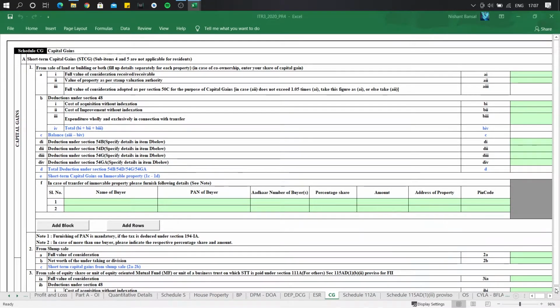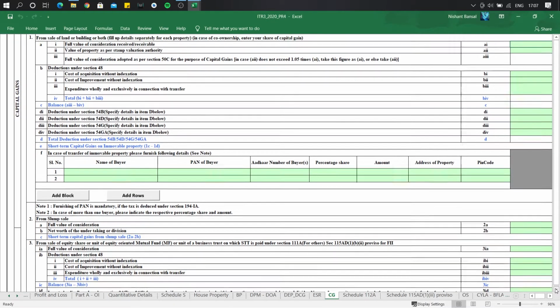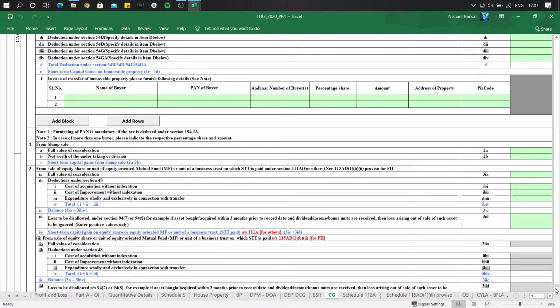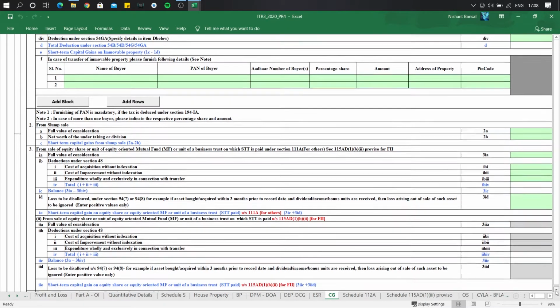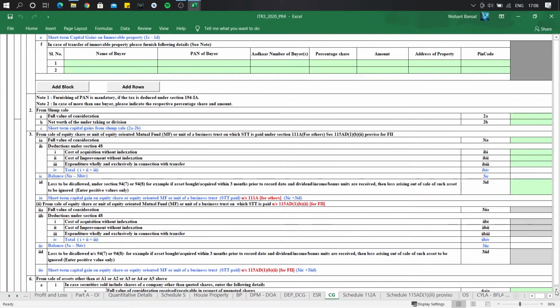You have to look at each and every row of this sheet very minutely. This gain would come against point 3, from sale of equity share or unit of equity oriented mutual fund or unit of a business trust on which STT is paid under this section. You can see the similar point against this second subpoint as well. But mind it, that is for FIIs, that is foreign institutional investors. Okay, so we have to enter the details very carefully.